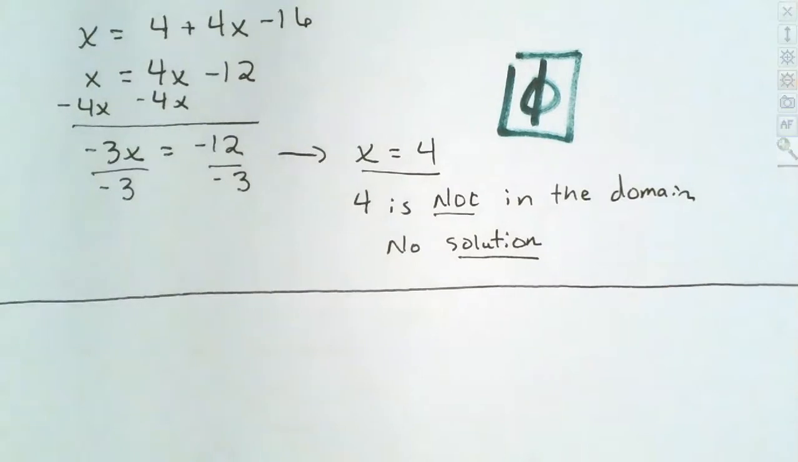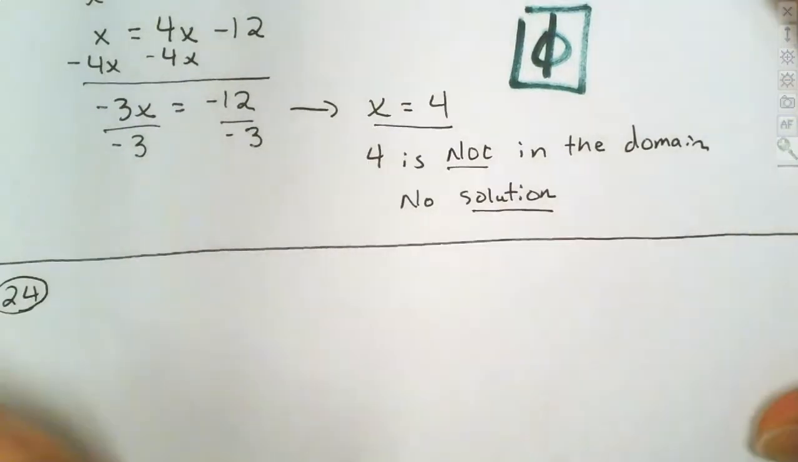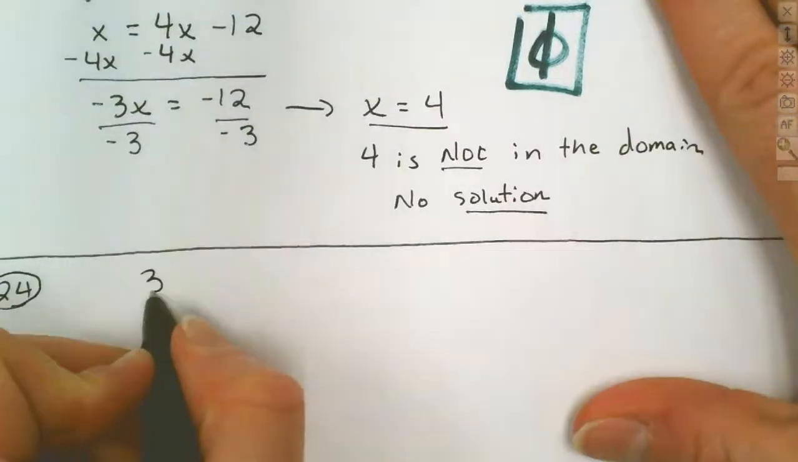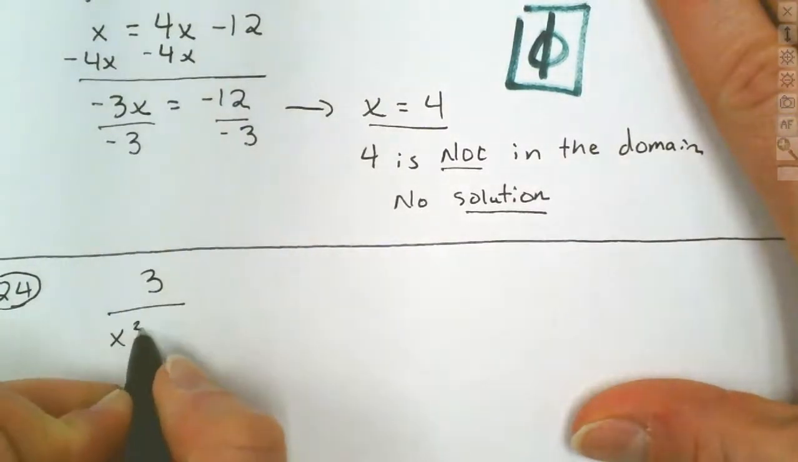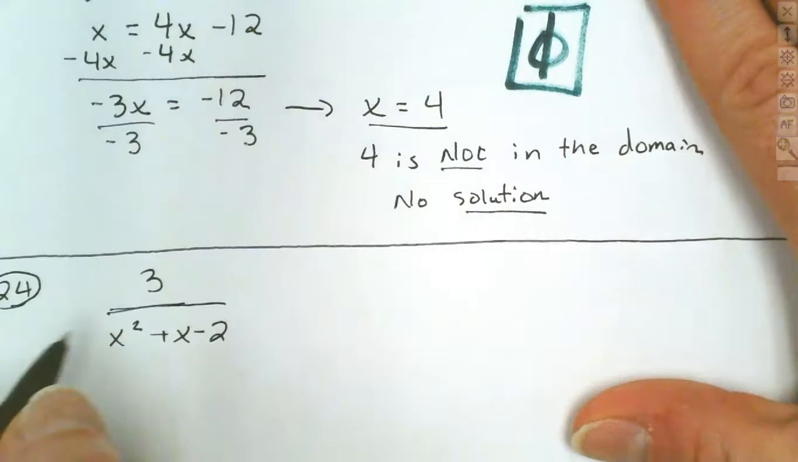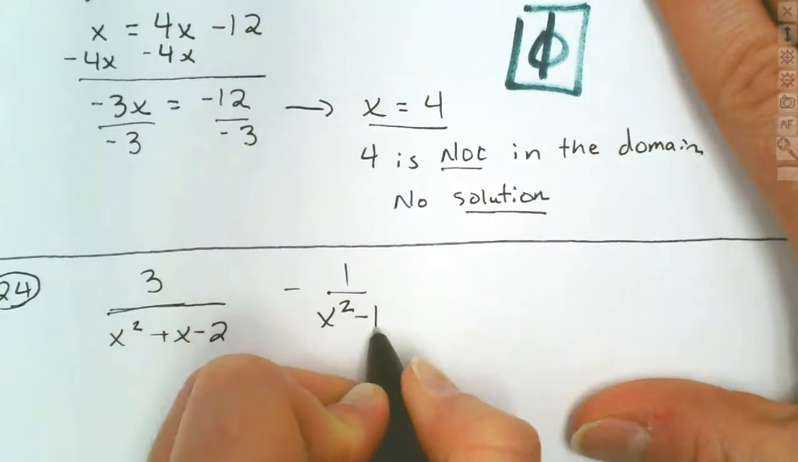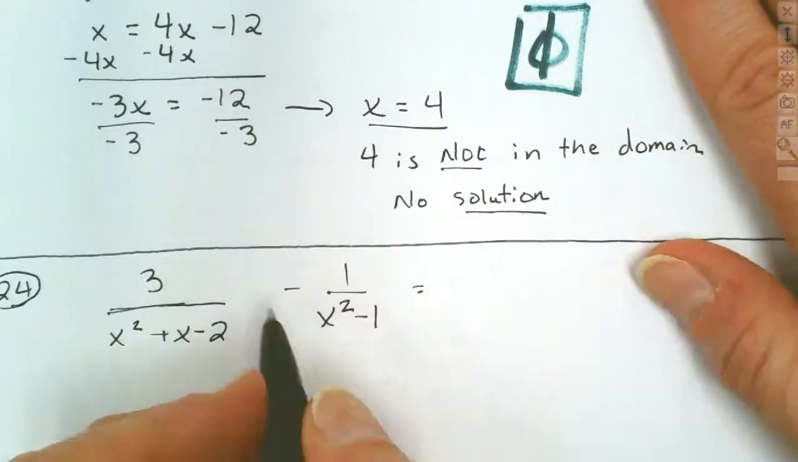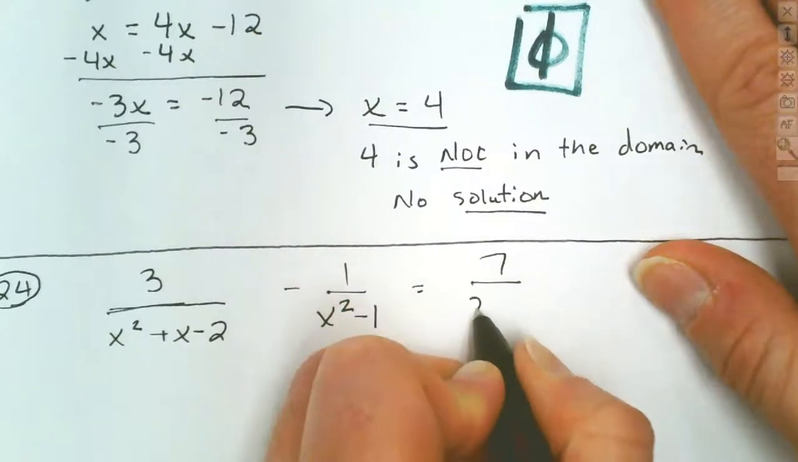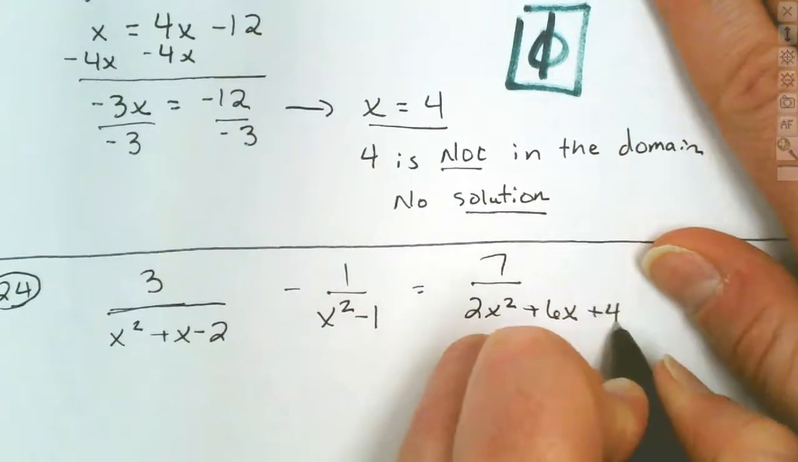Let's try another one. Question 24. This one's going to make us factor quite a bit. So question 24, we've got 3 over x squared plus x minus 2 minus 1 over x squared minus 1 equals 7 over 2x squared plus 6x plus 4.